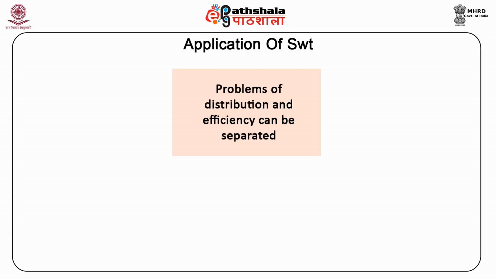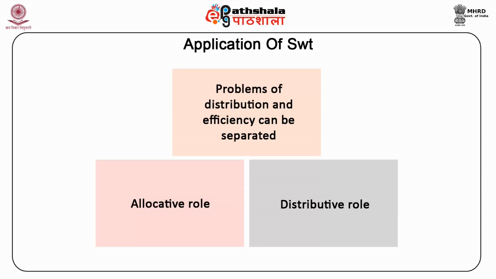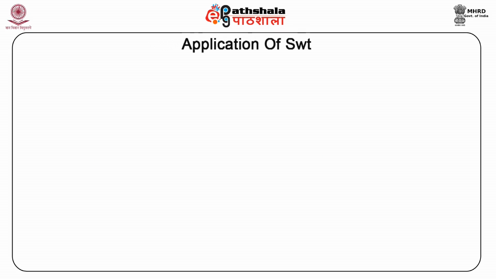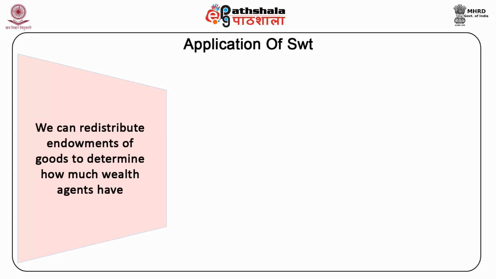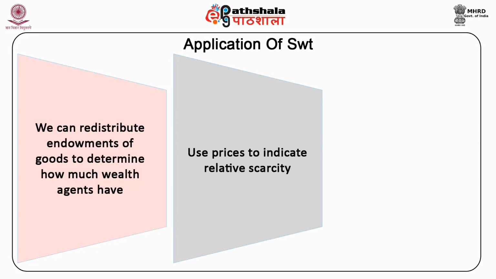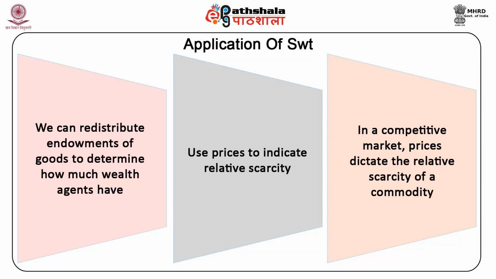Prices play two roles in a competitive market. First, the allocative role, which indicates relative scarcity. Second, the distributive role, which determines how much of different goods different people can purchase. According to the second welfare theorem, these two roles can be separated. That is, we can redistribute endowments of goods to determine how much wealth agents have and then use prices to indicate relative scarcity. In a competitive market, prices dictate the relative scarcity of a commodity.